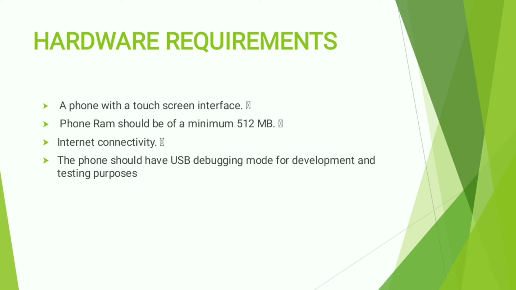For developing a virtual assistant or to run an AI virtual assistant, there are a few hardware requirements. They are: you should have a phone with touchscreen interface. Everybody is using that nowadays. And your phone's RAM, which means random access memory, should be a minimum of 512 MB, and a good internet connectivity. The phone should have USB debugging mode for development and testing purposes.